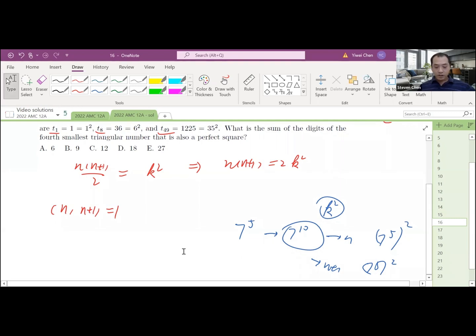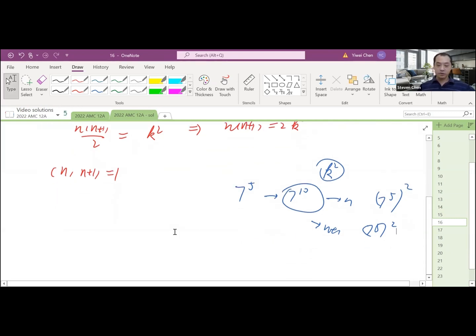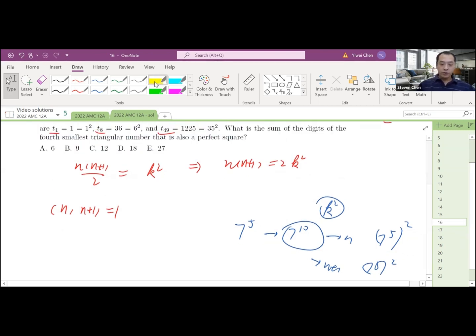Okay, so it leads to the following structure of the solution. Suppose the coefficient 2 here, we send it to n plus 1.